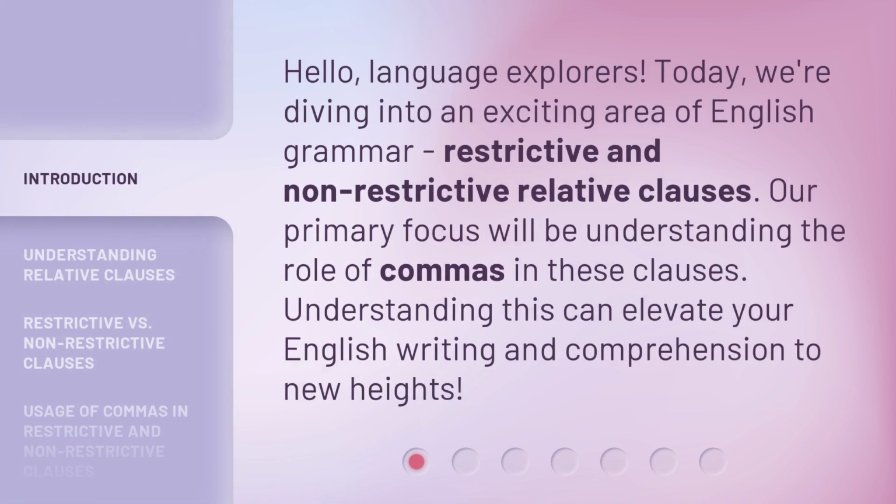Hello, language explorers. Today, we're diving into an exciting area of English grammar: restrictive and non-restrictive relative clauses. Our primary focus will be understanding the role of commas in these clauses. Understanding this can elevate your English writing and comprehension to new heights.